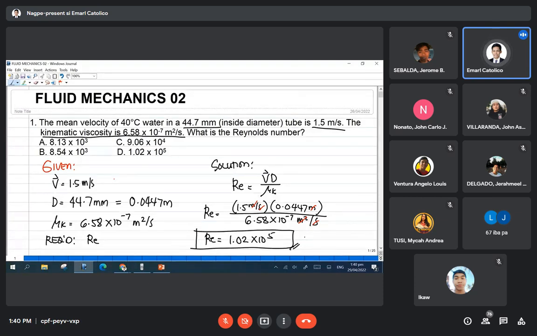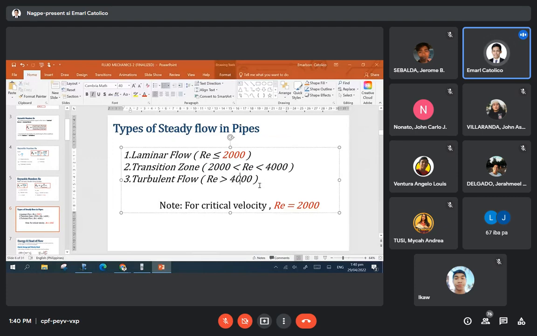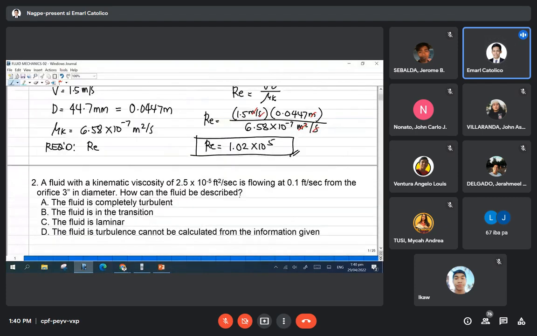So it is considered as turbulent flow, because the Reynolds number is greater than 4,000. Okay, so number 2.